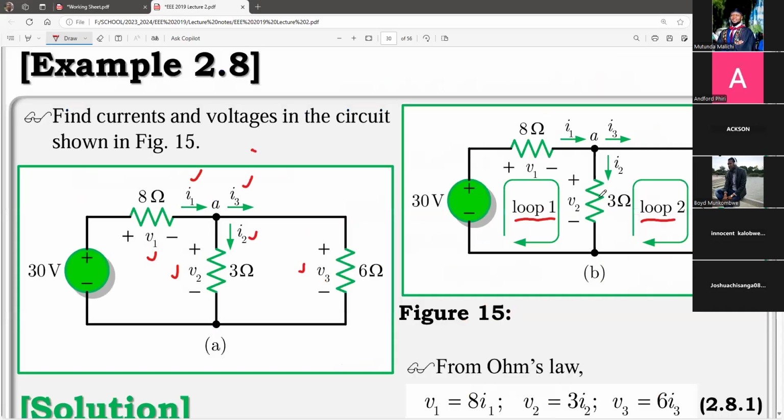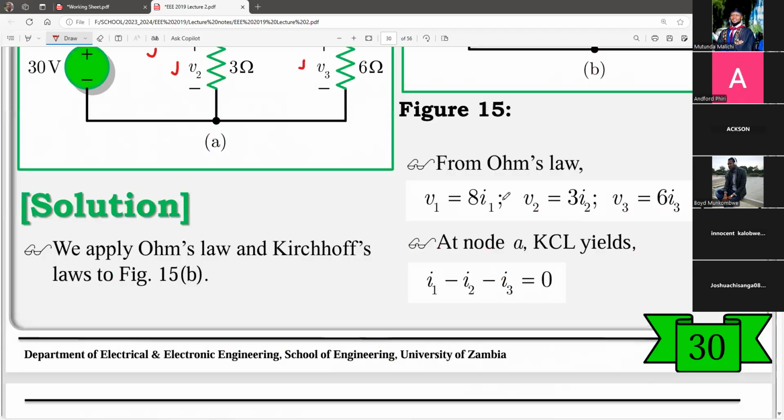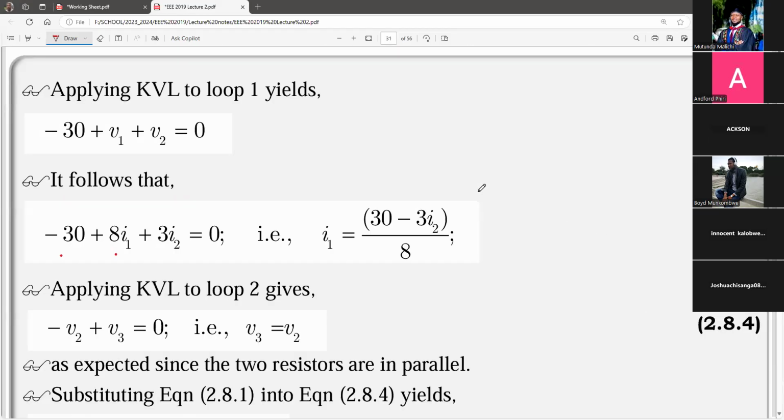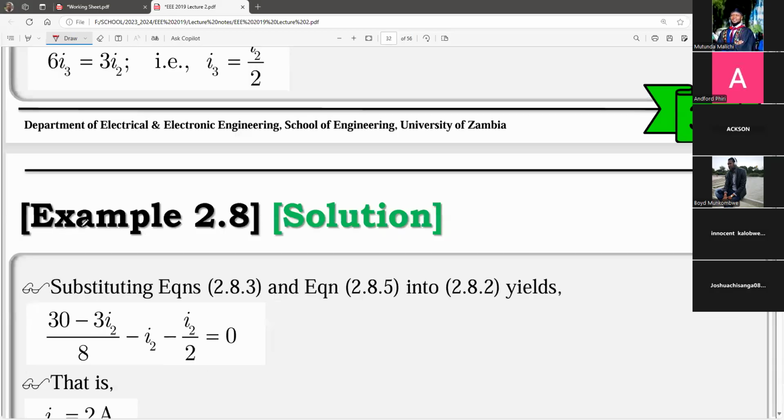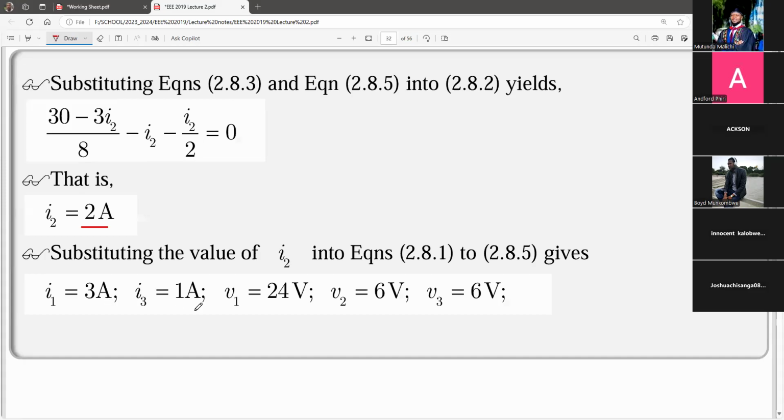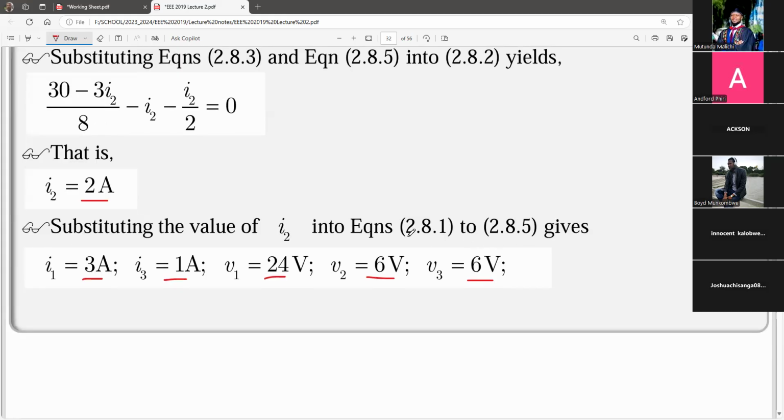You can still go through the notes and see that the answers that we obtained are the same. This is I2, this is I1, this was I3, V1, V2, V3, respectively. Unless there's a question, we can now move on to where we should have started from today. I just wanted to go back and clarify one or two things from where I left off last time.